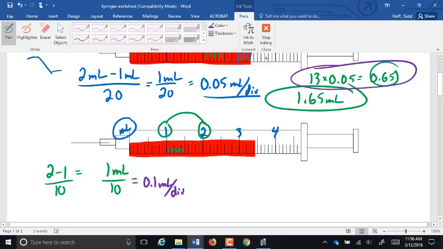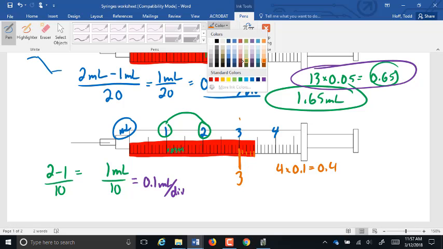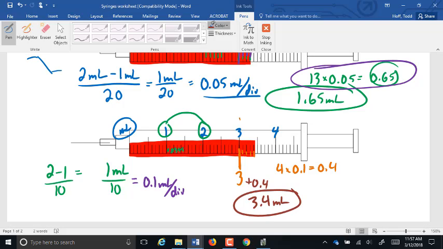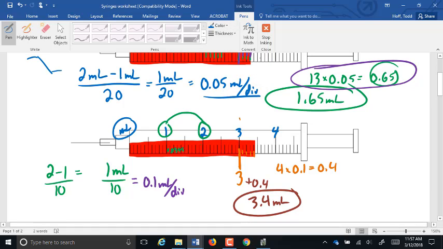So now we go here. Here's the last labeled marking before the end. That's 3 milliliters. We've got 1, 2, 3, 4 there. 4 times 0.1 is 0.4. We'll add that on to our 3 milliliters. That's 3.4 milliliters. Now again, many of you might get good at counting these out. So you may just look at this and say, hey, that's 3.1, 3.2, 3.3, 3.4, counting them up.